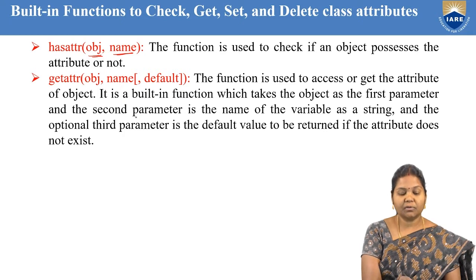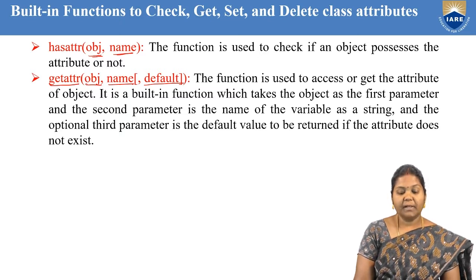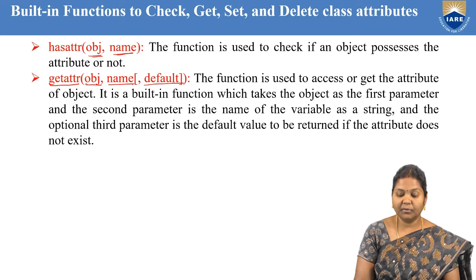Similarly, the next function is called getattr. This getattr function takes 3 parameters: the name of the object, the name of the attribute, and the default. This particular function is used to access or get the attribute of an object. The first parameter is the object, the second parameter is the name of the attribute, and the third is the optional default parameter that will be returned if the attribute doesn't exist. If the attribute exists, then it will return its value.